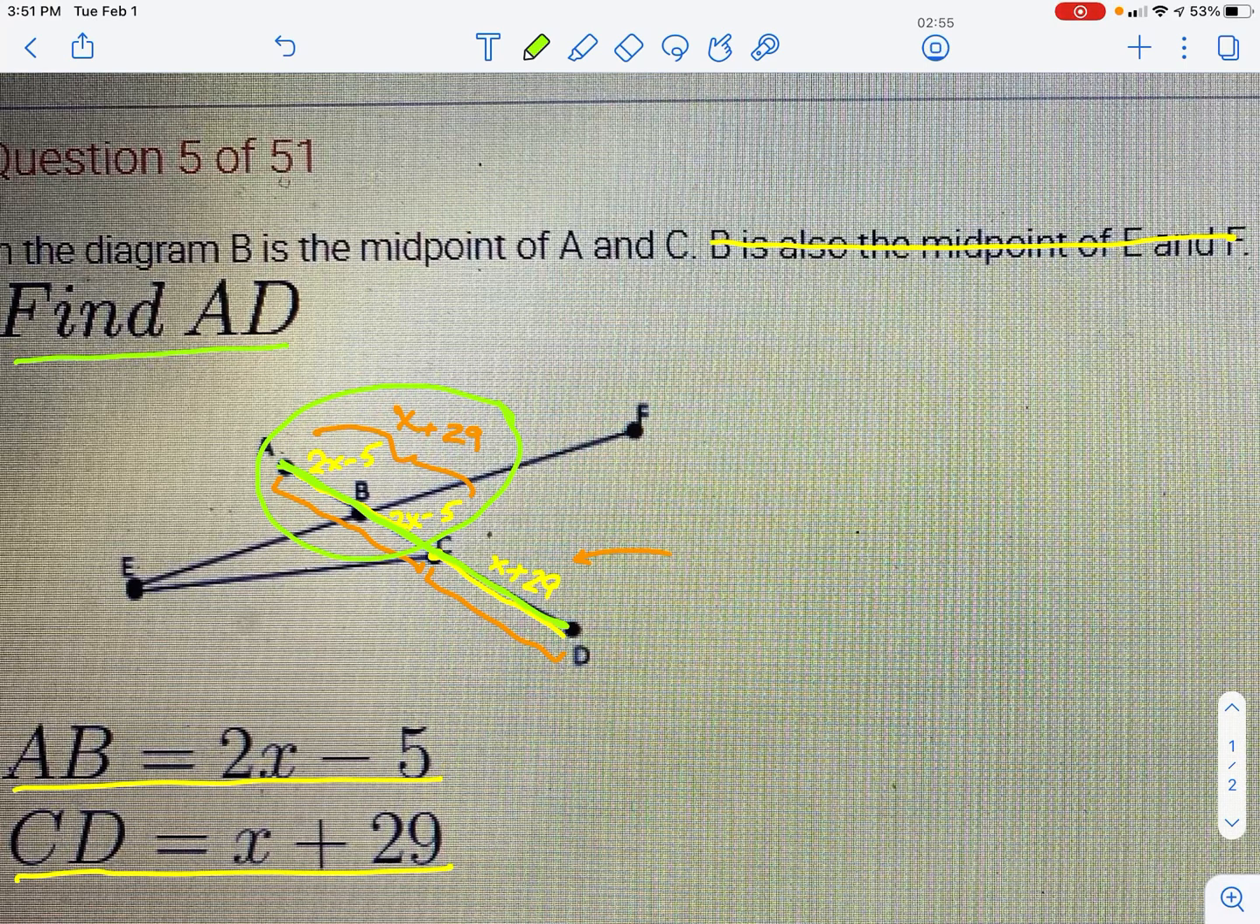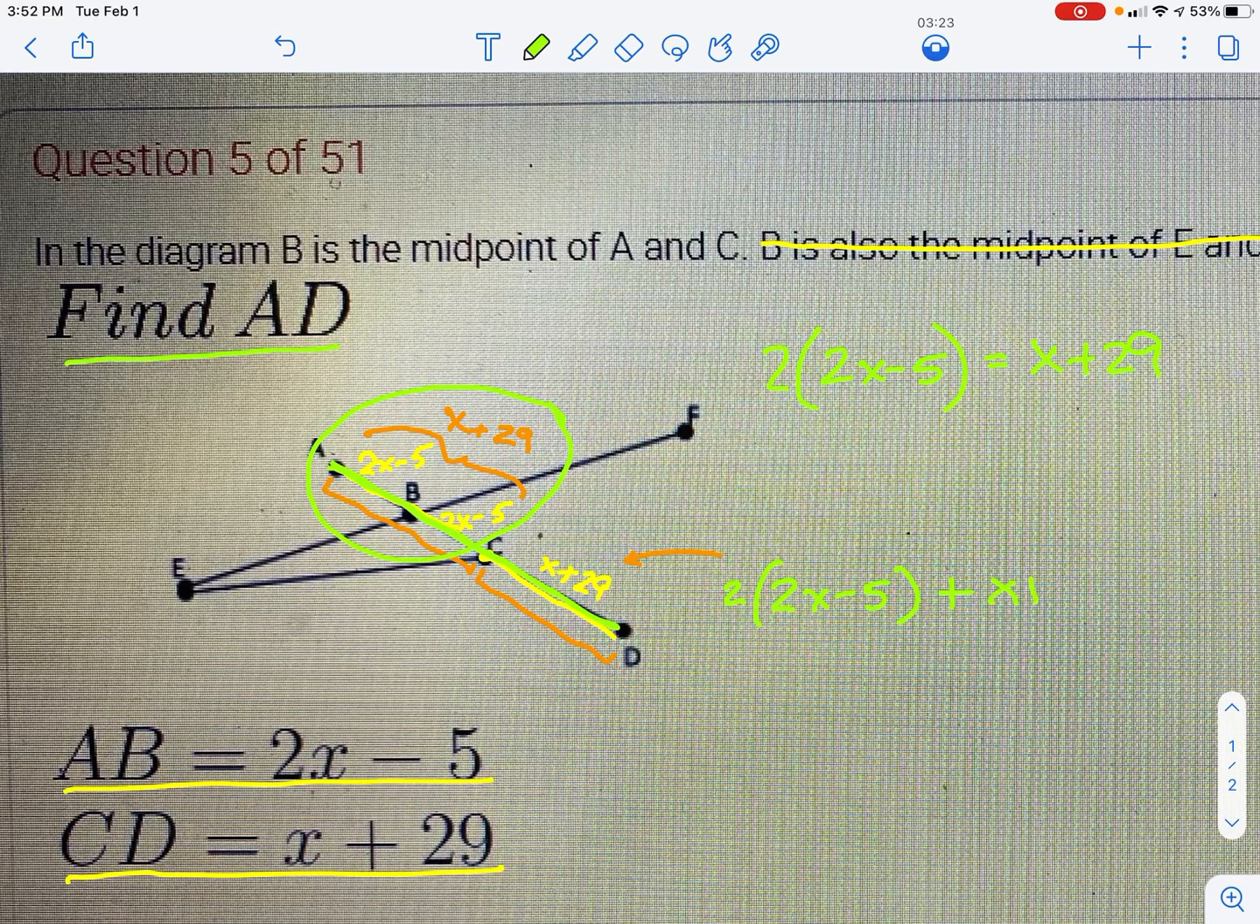We can set those expressions equal to each other if I say that 2x minus 5, and I'm going to multiply that by 2 because there's 2 of them, or I could add 2x minus 5 plus 2x minus 5. I just think this will be a little bit more efficient this way, is supposed to be equal to x plus 29. Now you might wonder why I would have to do that. Why couldn't I just say 2x minus 5 times 2 plus x plus 29 is equal to the measure of the entire line segment AD.